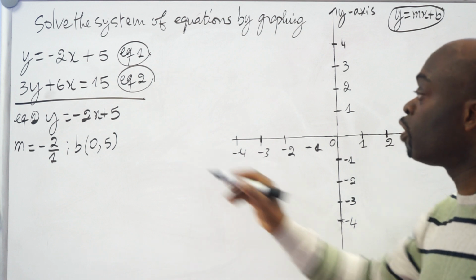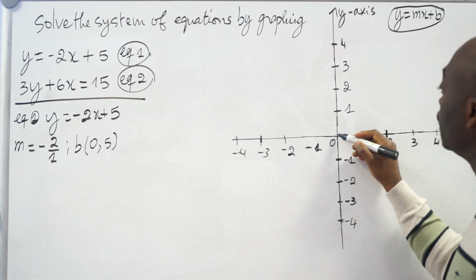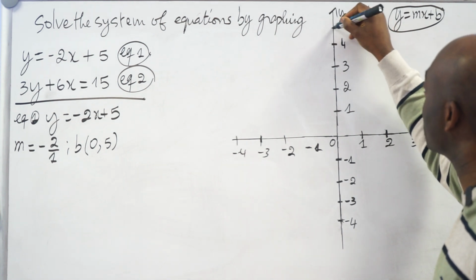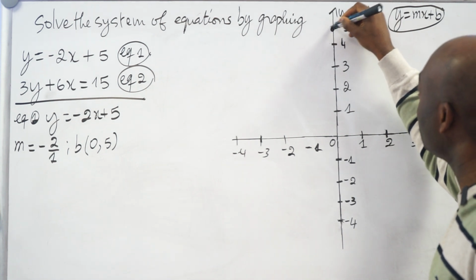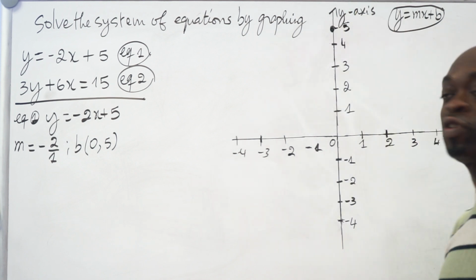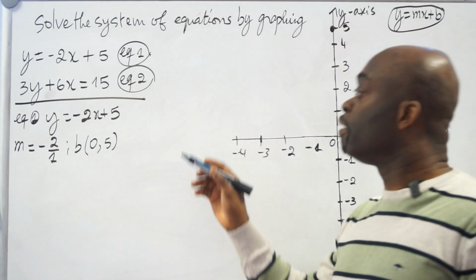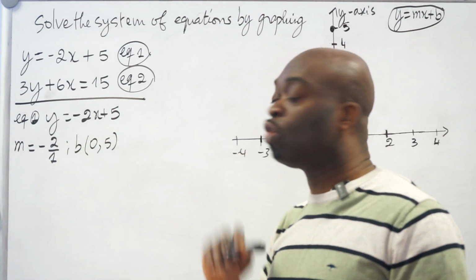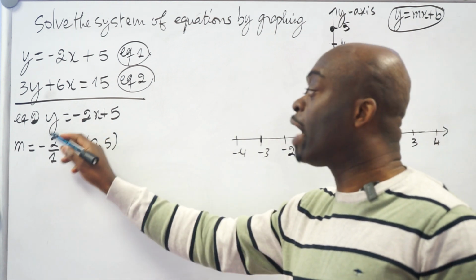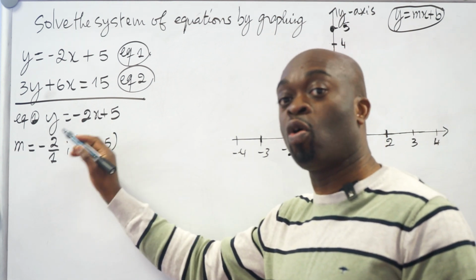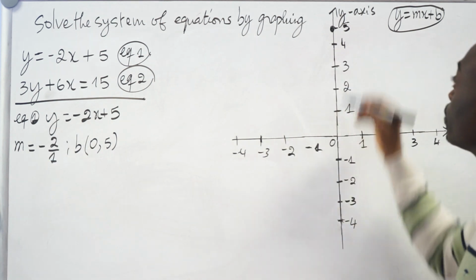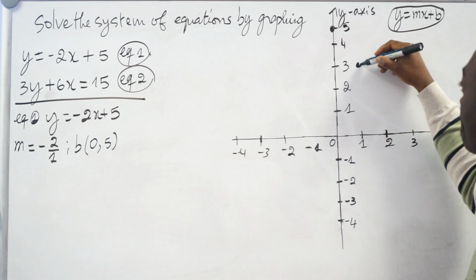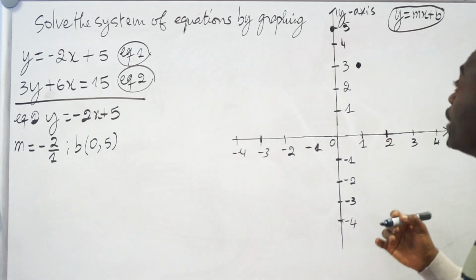So we go to 0, 5. For the y, we count 1, 2, 3, 4, and then we have 5 here. That's our first point. Now, how do we get the second point? We get it from the first point by using the slope, which is negative 2 over 1. Negative 2 is the y value on the top, and the x value is at the bottom, always, for the slope. So from the first point we go 2 down, negative 2, and then 1 over. That will be our second point.